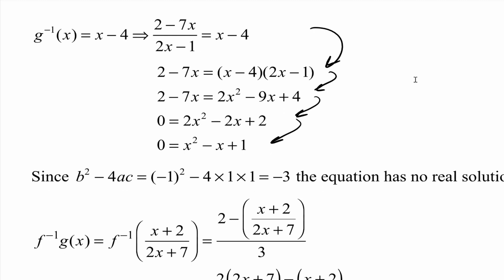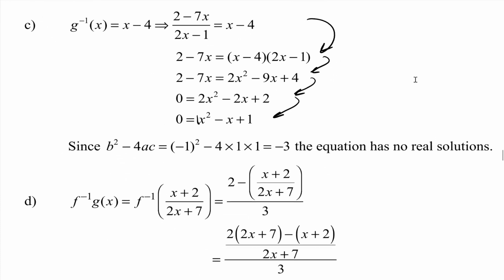So for the discriminant here, a is 1, b is negative 1, and c is 1. So b squared minus 4ac will give us negative 3. Because the discriminant is less than 0, the equation has no real solutions.